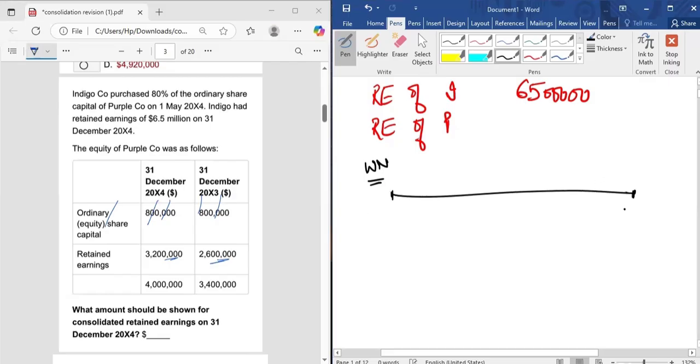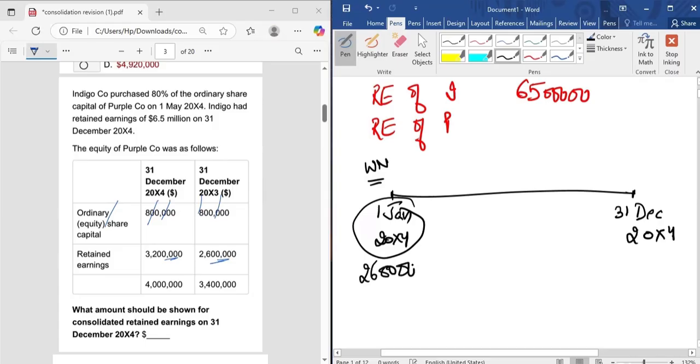This is our year end, which is 31 December 20x4, and our year start would be 1 January 20x4. Now see, the closing retained earnings at 31 December 20x3 will be our opening retained earnings at 1 January 20x4, right? So here I'll write 26,00,000, and the retained earnings at 31 December is 32 lakhs. Now I'll see the movement. The movement, that is 32 lakhs minus 26 lakhs, will tell me the profits for the entire year.